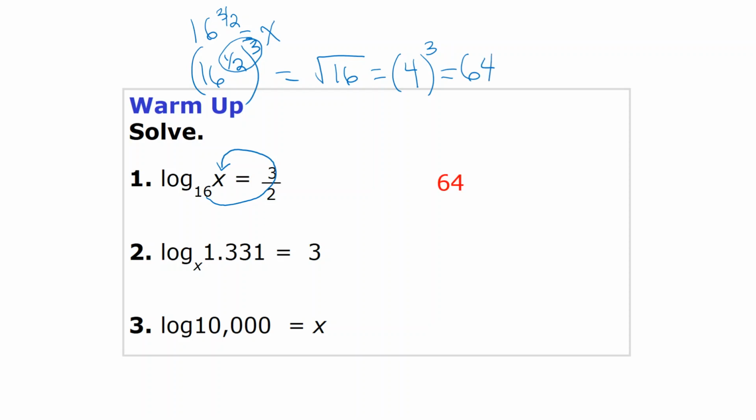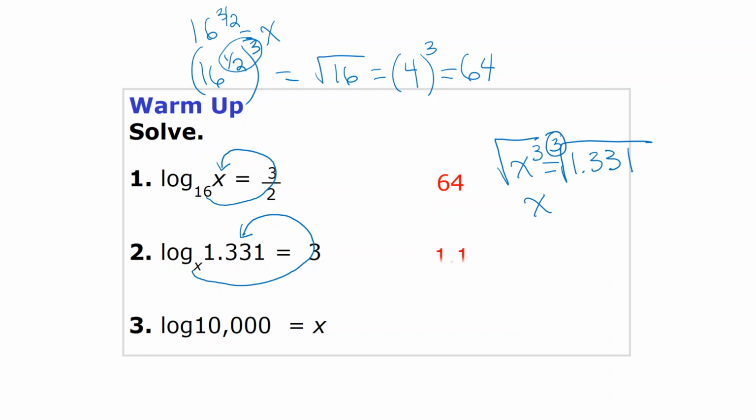On this next problem, we're going to say x to the 3rd power equals 1.331. So let's look at how we would do that. All you need to do is take the cube root of both sides. You could put that in your calculator, but be sure to put it in as a cube root, not a square root, and your answer would be 1.1.